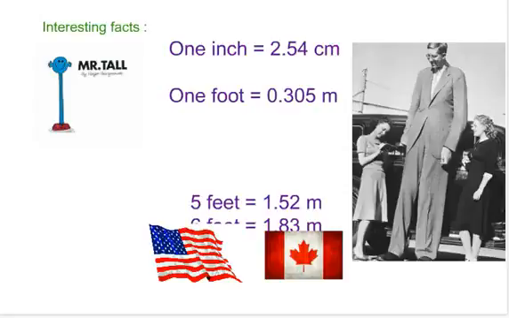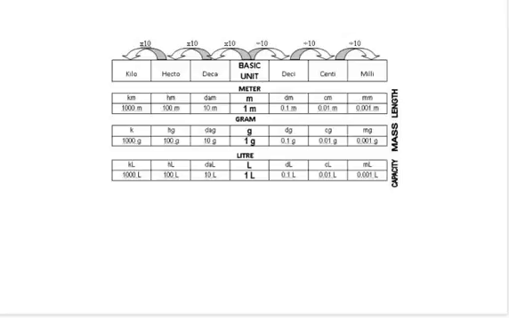Interesting fact, as I just said about the United States here, you can compare, for example, 1 inch is equal to 2.54 centimeters, 1 foot is 0.305 meters, 6 feet, for example, is 1.83 meters. So as you can see, Mr. Tall here, okay. Now let's go back to our metric system.